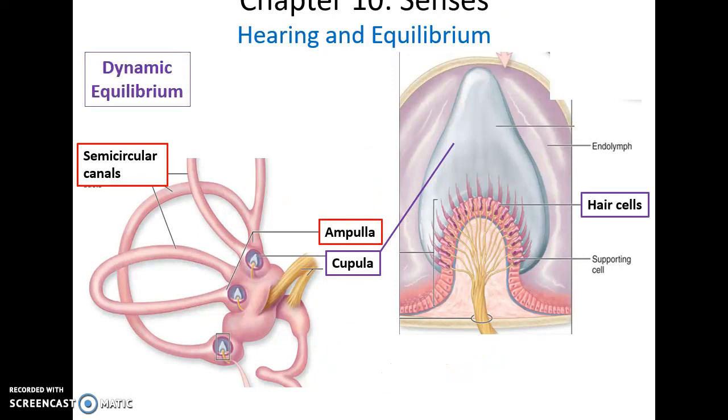Dynamic equilibrium. Dynamic equilibrium is localized primarily to the ampulla of the semicircular canals. Within the ampulla, you have this structure called a cupula. A cupula is a cartilaginous structure that sits upright within the fluids of the semicircular canals. There are many, many hair cells that then have their hair parts embedded in the cupula.